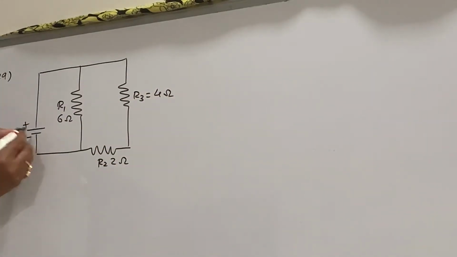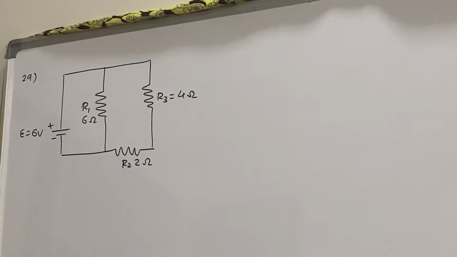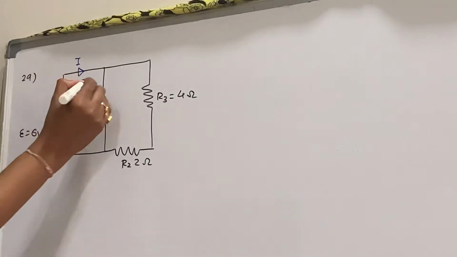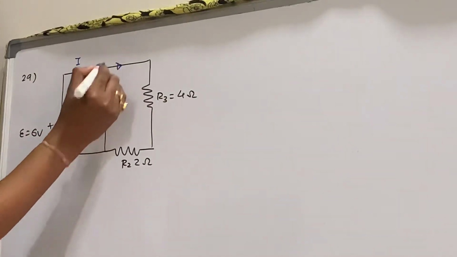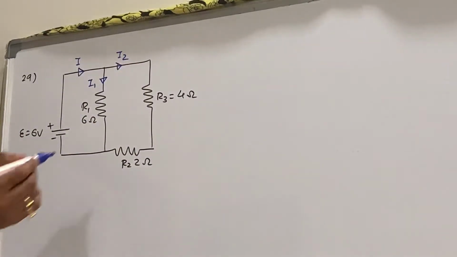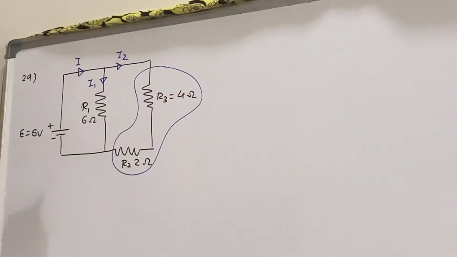This EMF is given as how much? It is 6 volt, right? Now they want the total resistance of the circuit and the current in the circuit. So when the current flows through this, over here current is I. Now your current has 2 parts, over here and over here. Say that over here current is I1 and over here it is I2. Now the same current flows through these two. So the current is same.